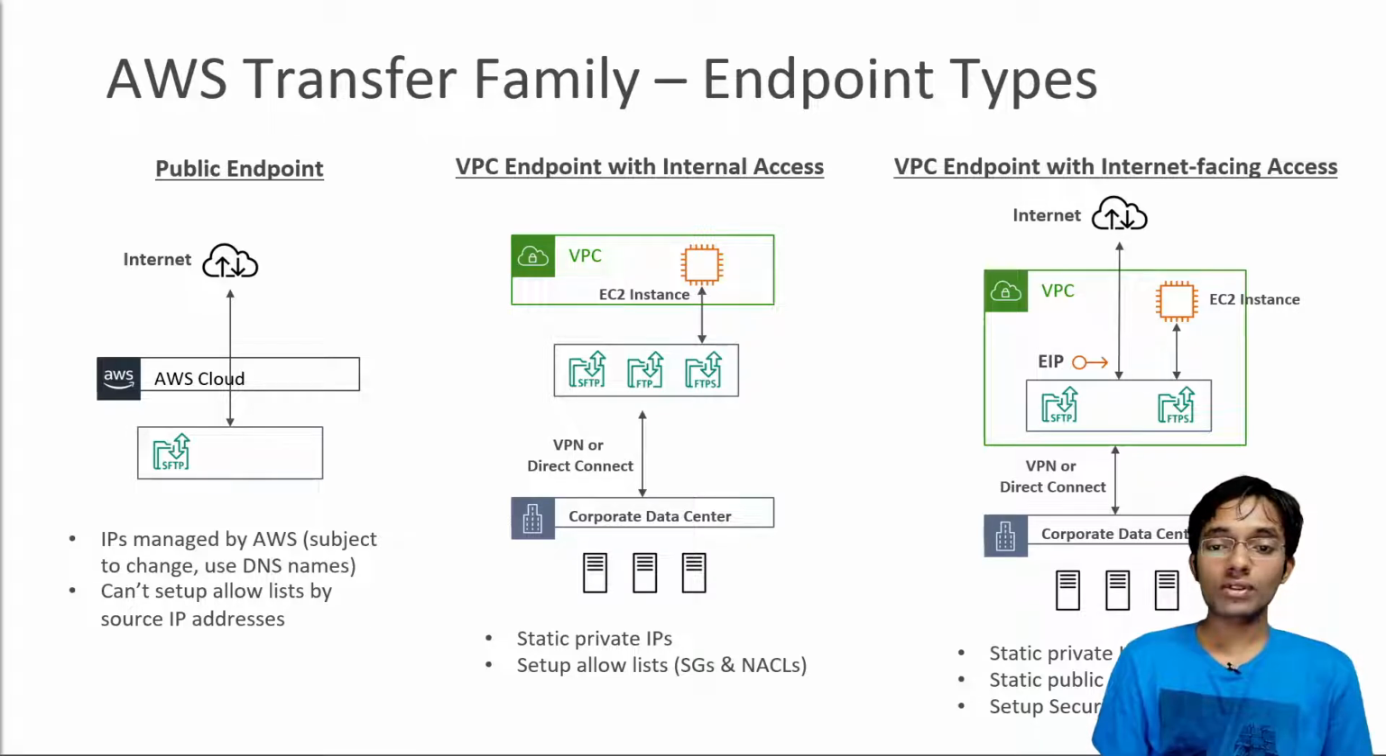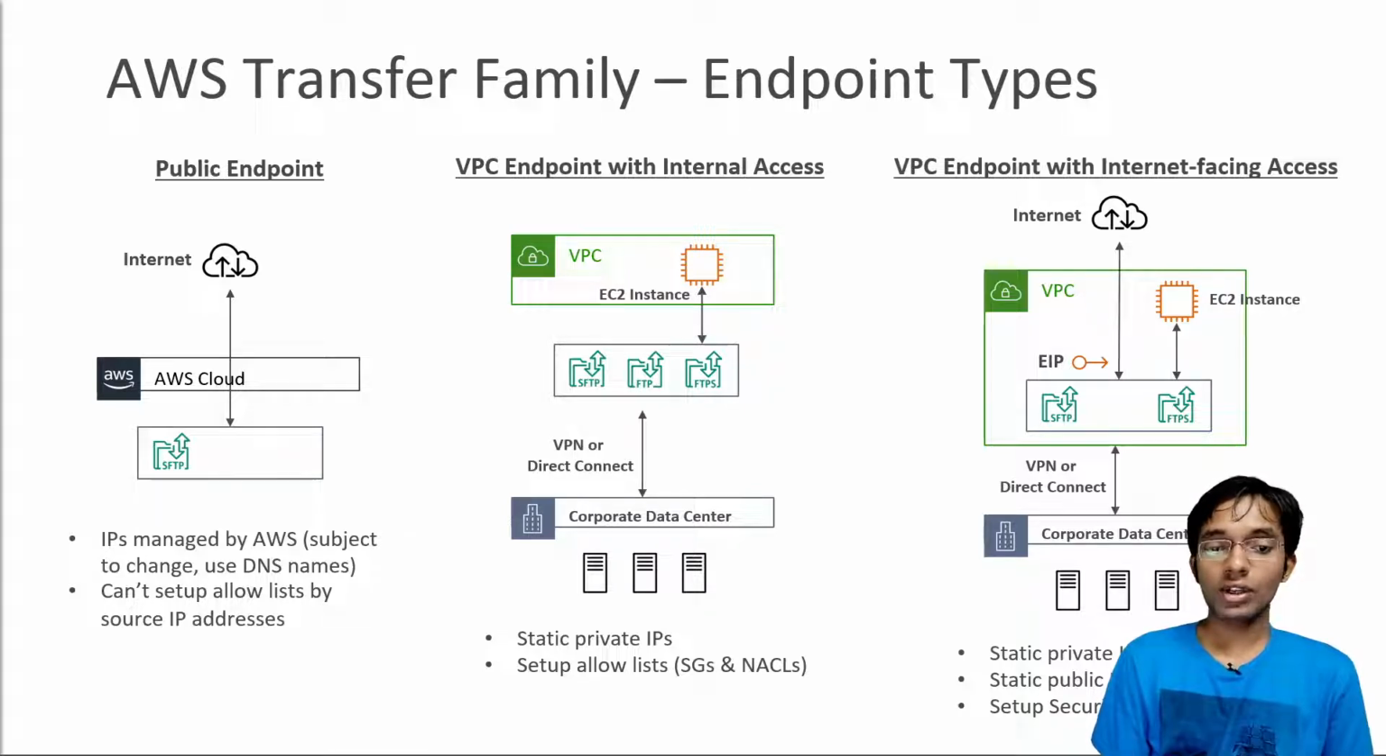That also means that with this setup, you cannot set up an allow list to filter by source IP address from the network security. You still get security from within the endpoint, but you cannot have a firewall that only allows specific IPs. The other option is to use a VPC endpoint with internal access.